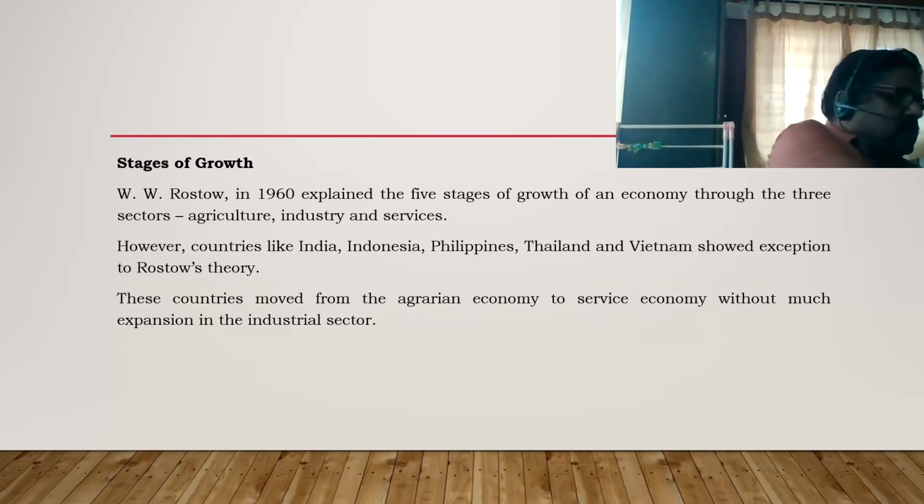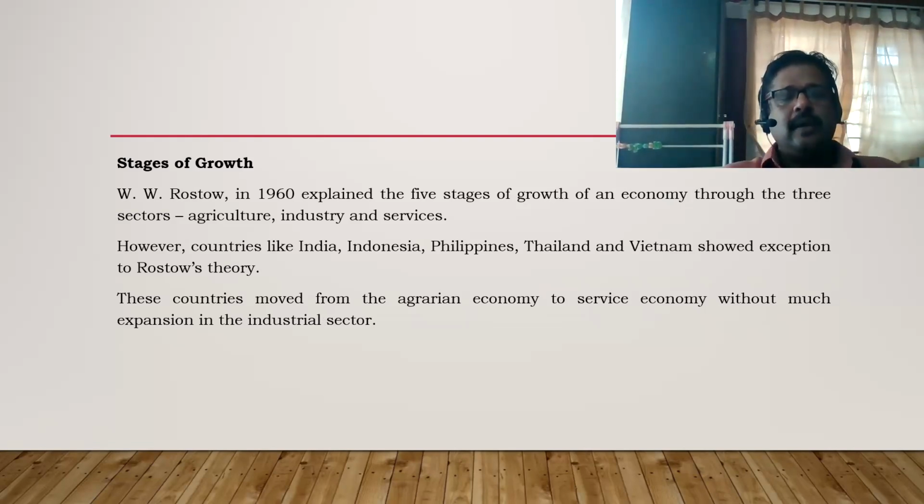Stages of growth. W. Rostow, 1960, explained the 5 stages of growth of an economy through the 3 sectors: agriculture, industry, and services. However, countries like India, Indonesia, Philippines, Thailand, and Vietnam showed exception to Rostow's theory. These countries moved from agrarian economy to service economy without much expansion in the industrial sector.